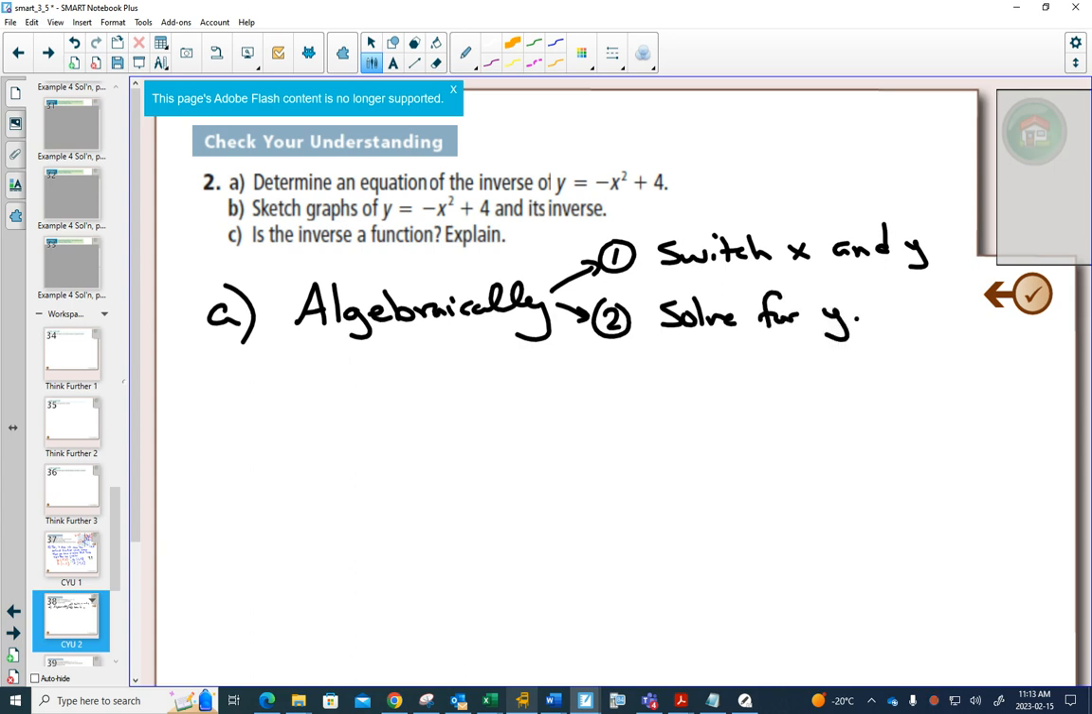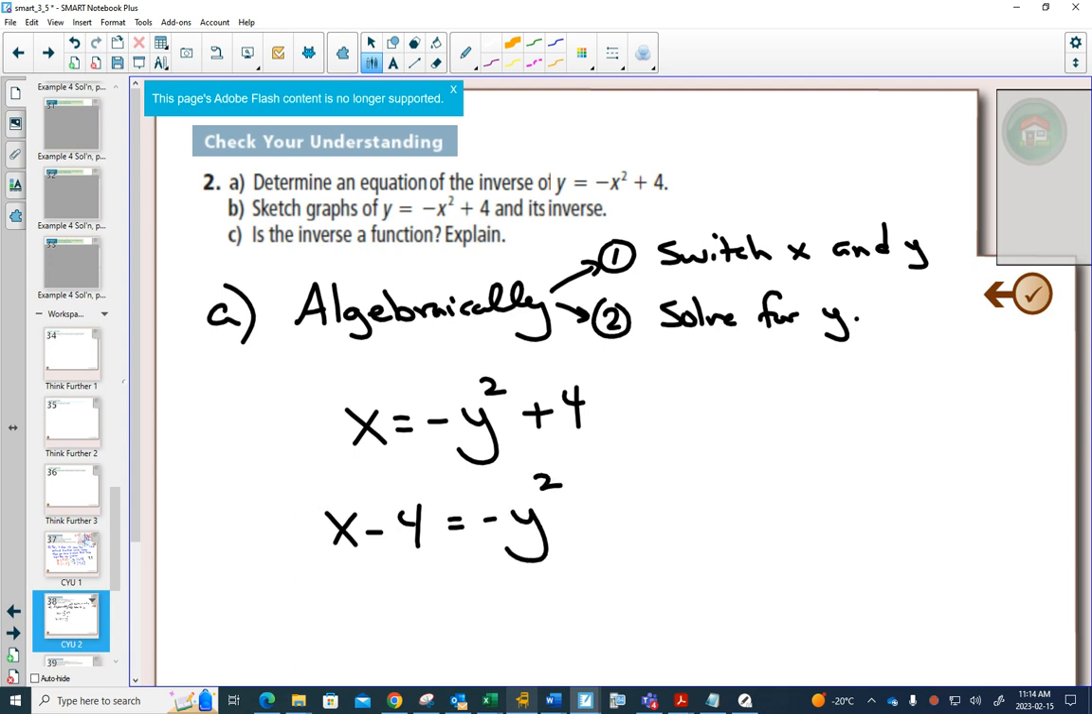What does that mean? Well, take where you had your y variable, you write your x variable. Where you have your x variable, you write your y variable. So now I have x equals negative y squared plus 4. And now I have to get the y by itself. Well, I have a y squared, so first I'm going to get that y squared by itself. I'm going to move the 4 over.